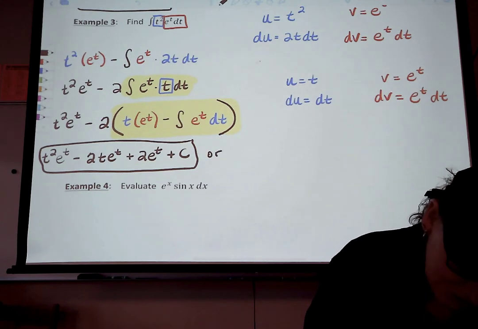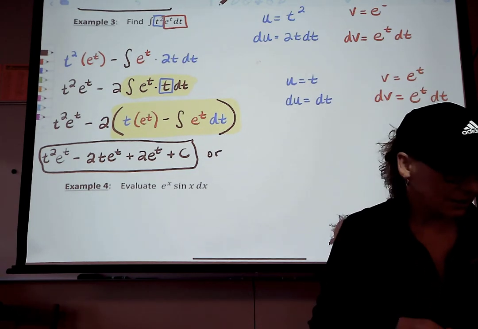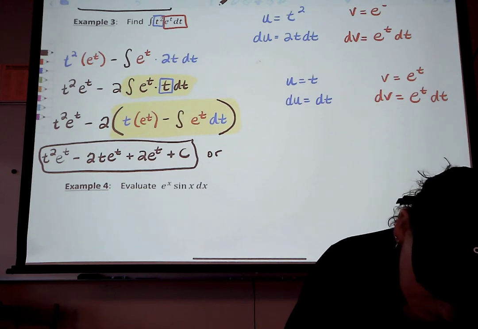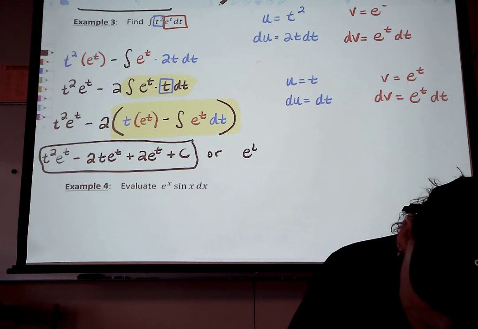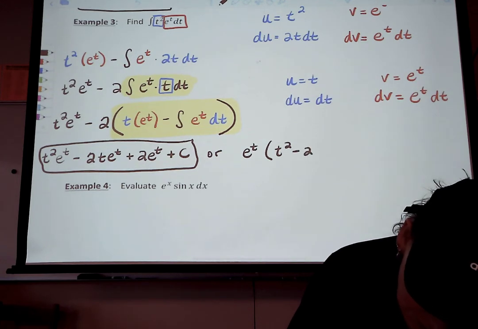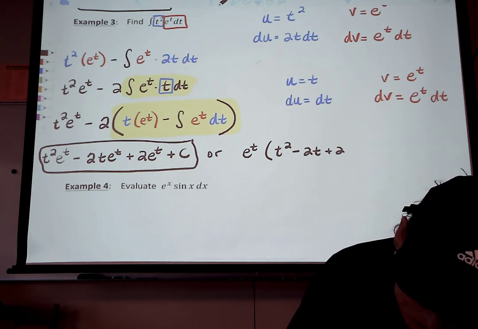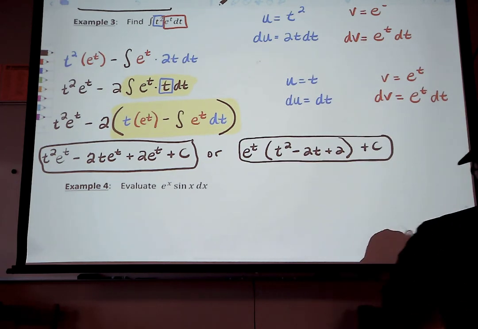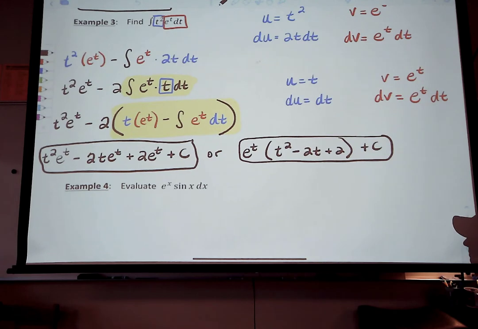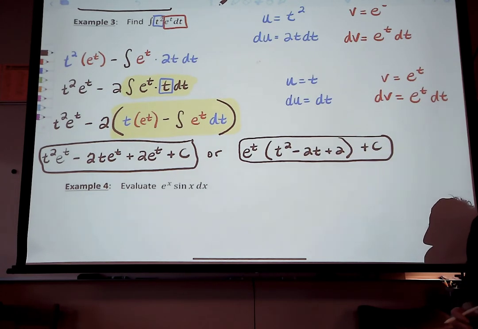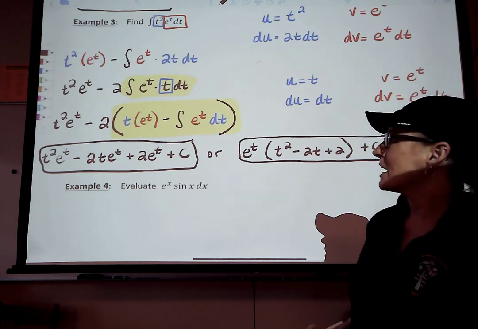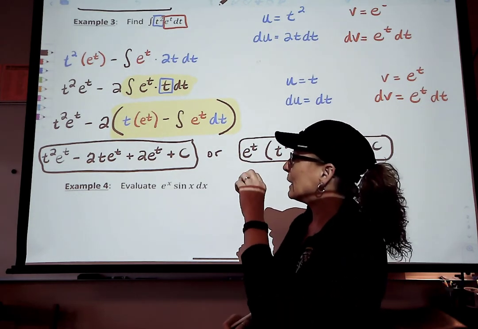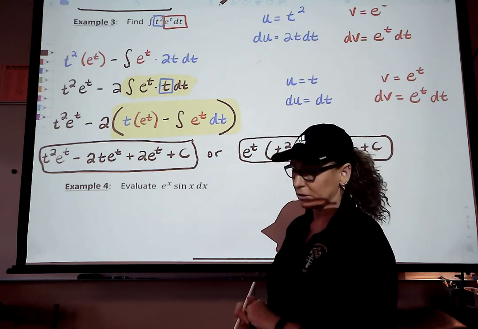Or if you see that everything has an e to the t, you could certainly factor it out. And if you do, you get a cute little polynomial there, but you don't have to. Either way is fine. So that one took 2 rounds of integration by parts.